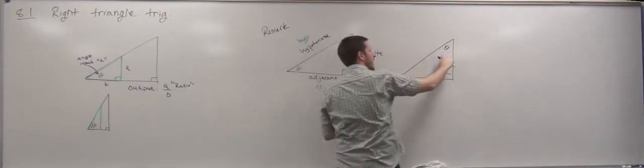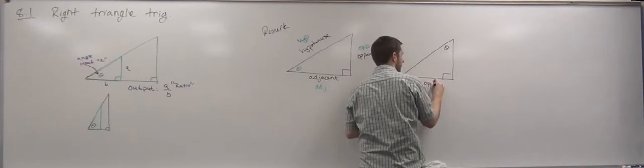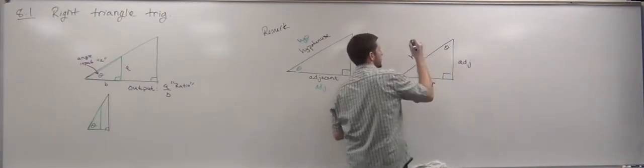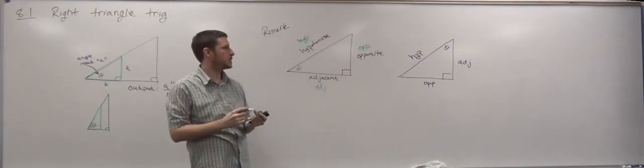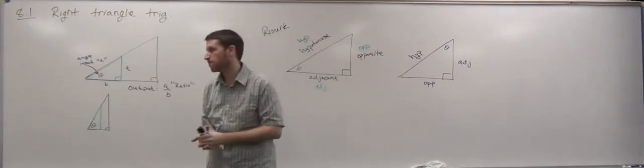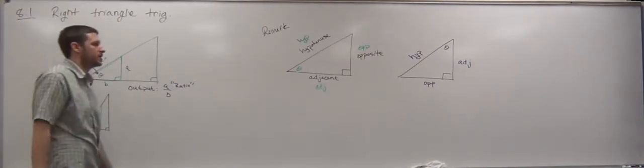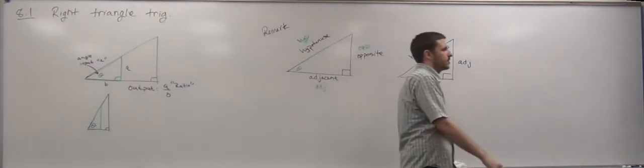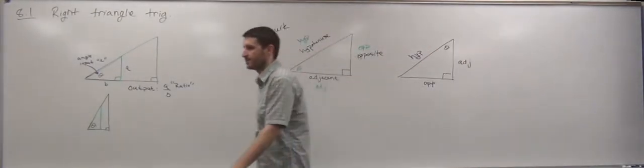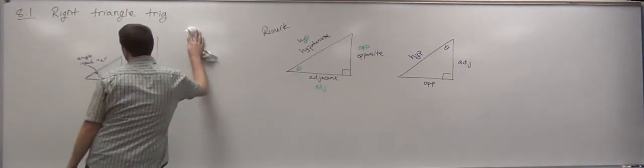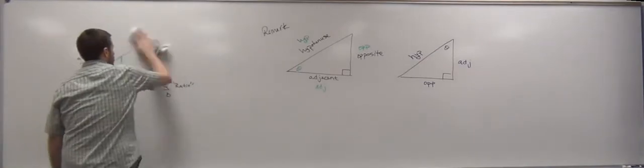So if we're focusing on this angle, then this side down here is opposite. This side touching the angle is adjacent, and the hypotenuse doesn't change. So here's your definitions for the 6 new functions that make up, I would say, 90% of this class. Okay, these are the 6 things we'll be studying from here on out. Let me go over them a little bit, and then we'll do some examples.